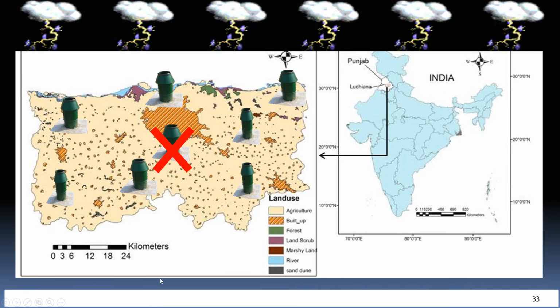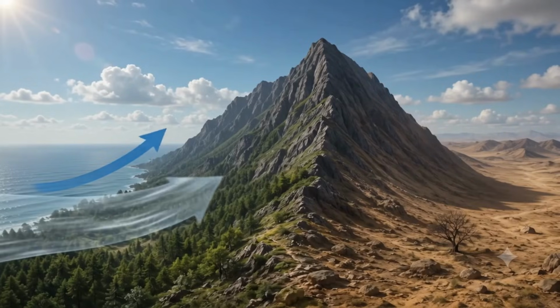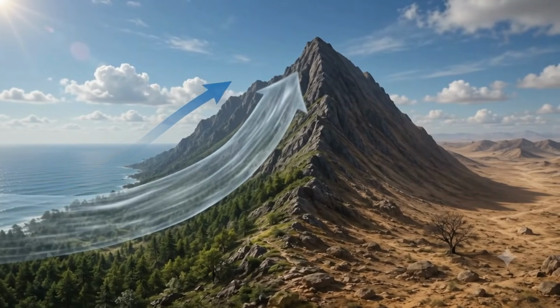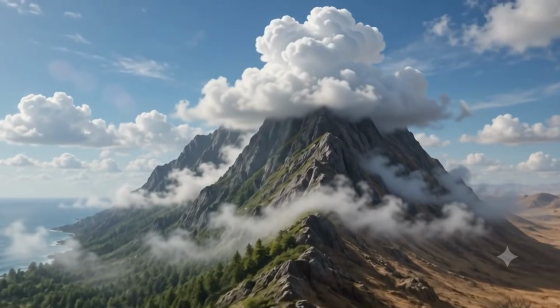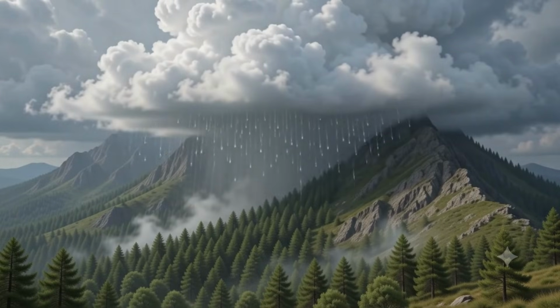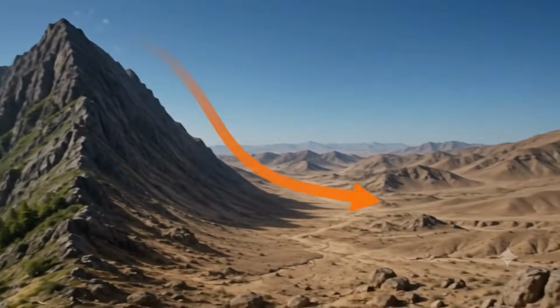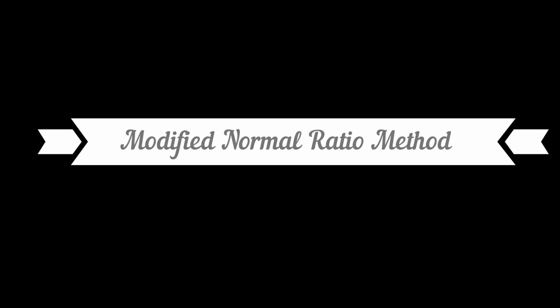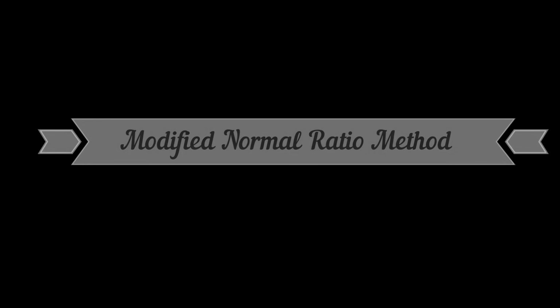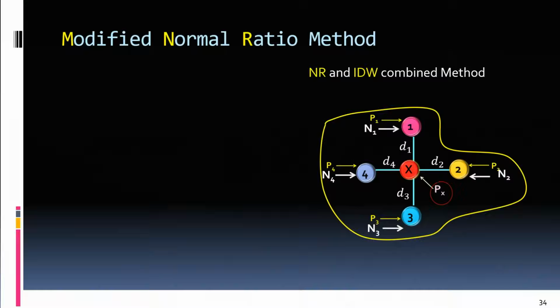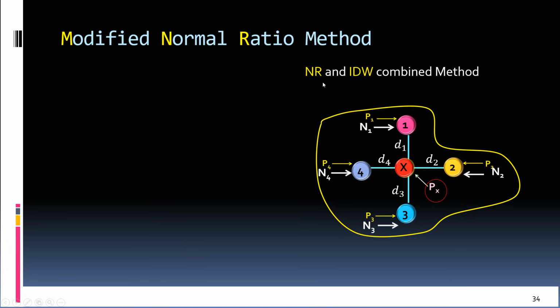If surrounding stations experience significantly different long-term precipitation due to elevation or microclimates, which means the normal rainfall of neighboring stations will be different, the modified normal ratio method is a good option. MNR combines the normal ratio with the IDW weighting method. It incorporates each index station's normal annual precipitation as well as distance weighting factors.